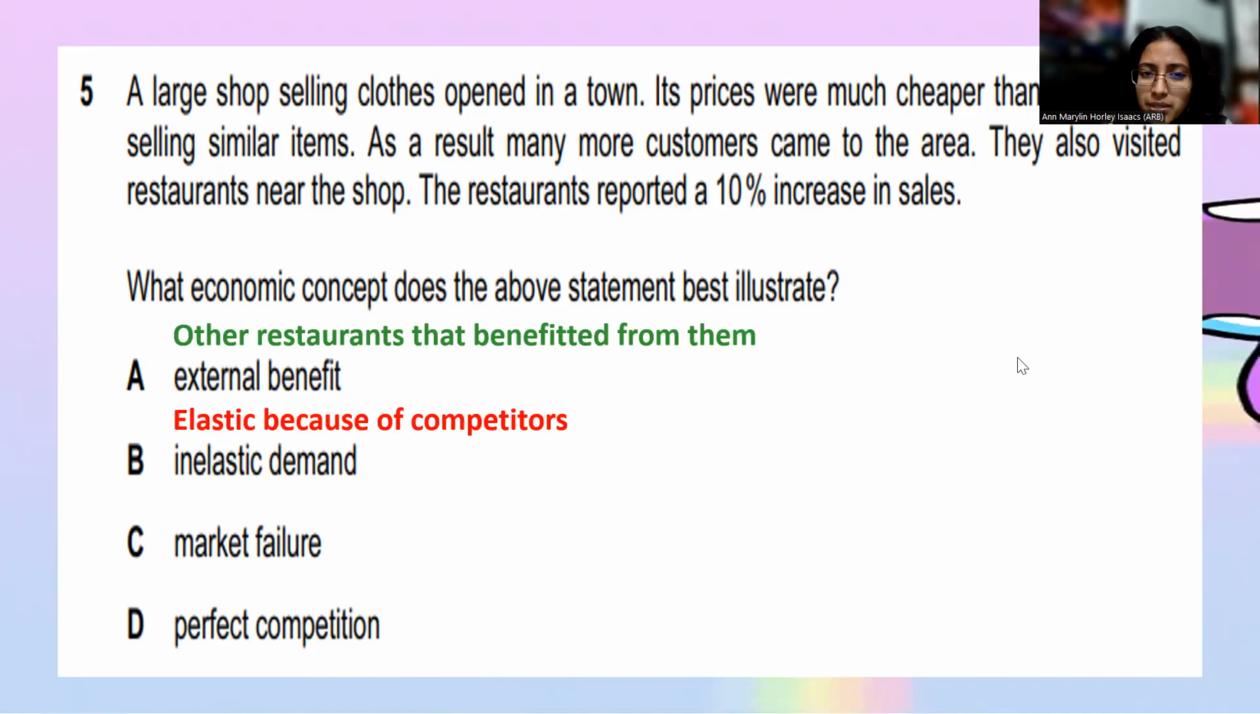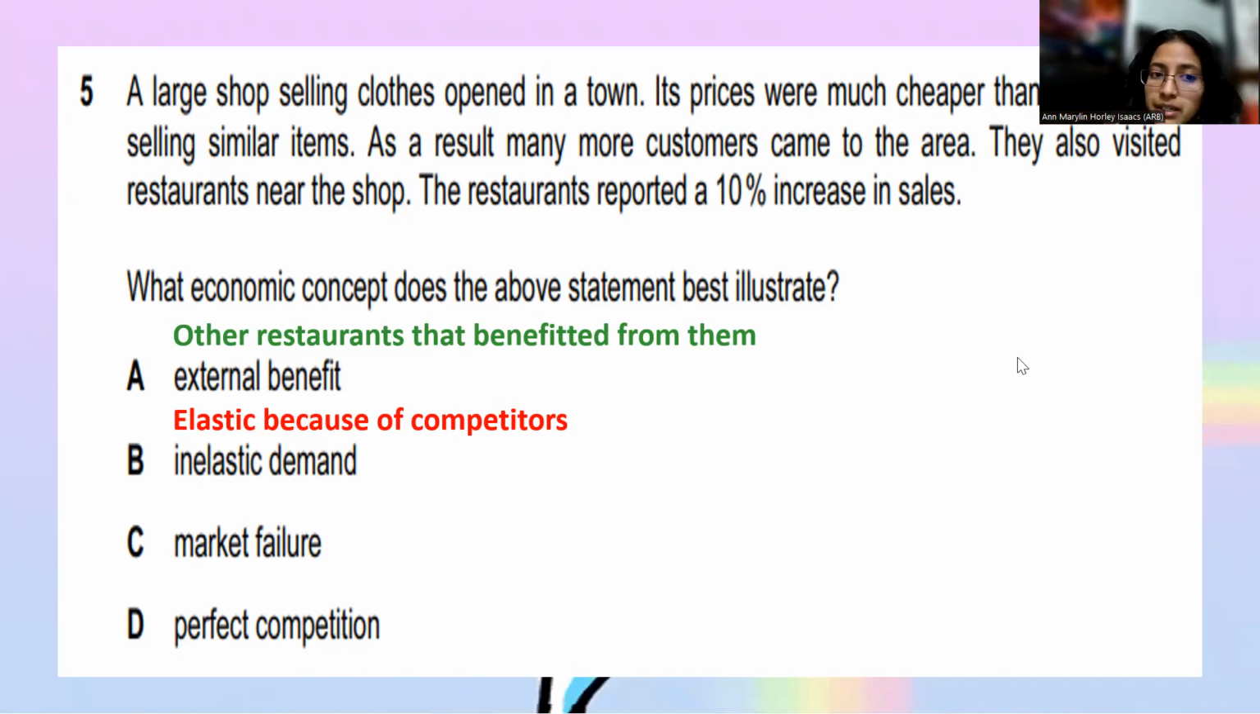Inelastic demand, we don't know actually, but if you look at what they're mentioning here, this large shop is selling clothes. There are other shops selling similar items. So chances are that this would be elastic demand. People would be price sensitive. As a result, many more customers came to the area. So that means people are price sensitive to the clothes. The moment you sell something a bit more cheaply, everybody goes running. That makes it elastic. That makes it sensitive.